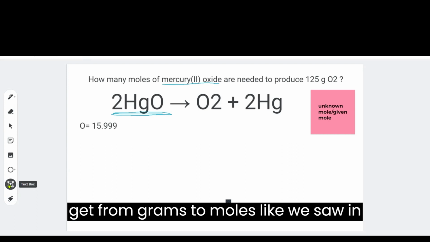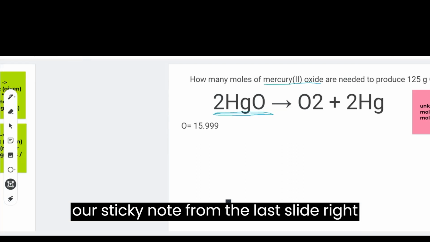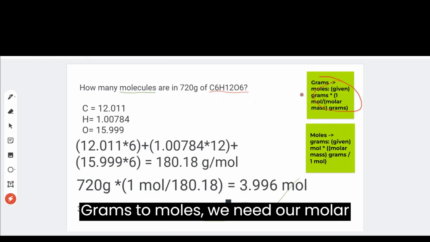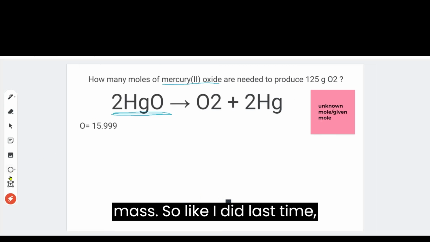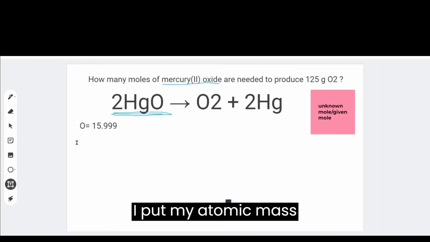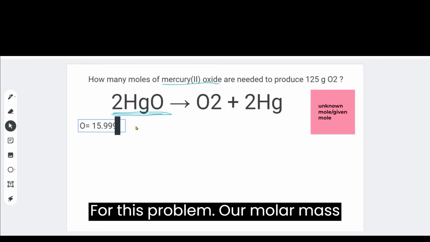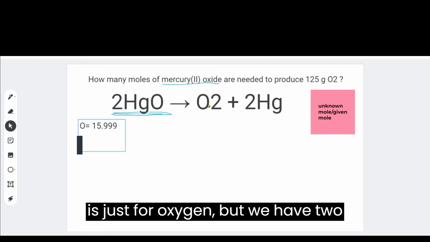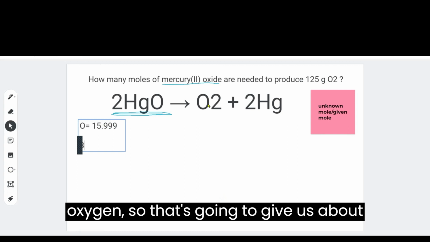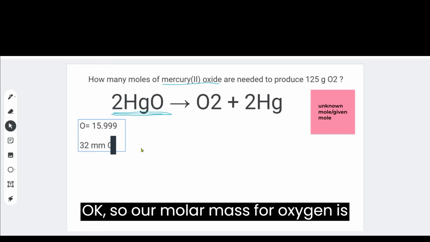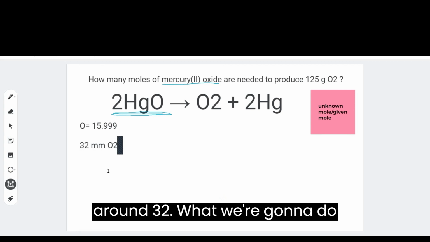To do that, to get from grams to moles, like we saw on our sticky note from the last slide, right here, grams to moles, we need our molar mass. So like I did last time, I put my atomic mass of my oxygen right here. For this problem, our molar mass is just for oxygen, but we have 2 oxygen, so that's going to give us about 32. Okay, so our molar mass for oxygen is around 32.